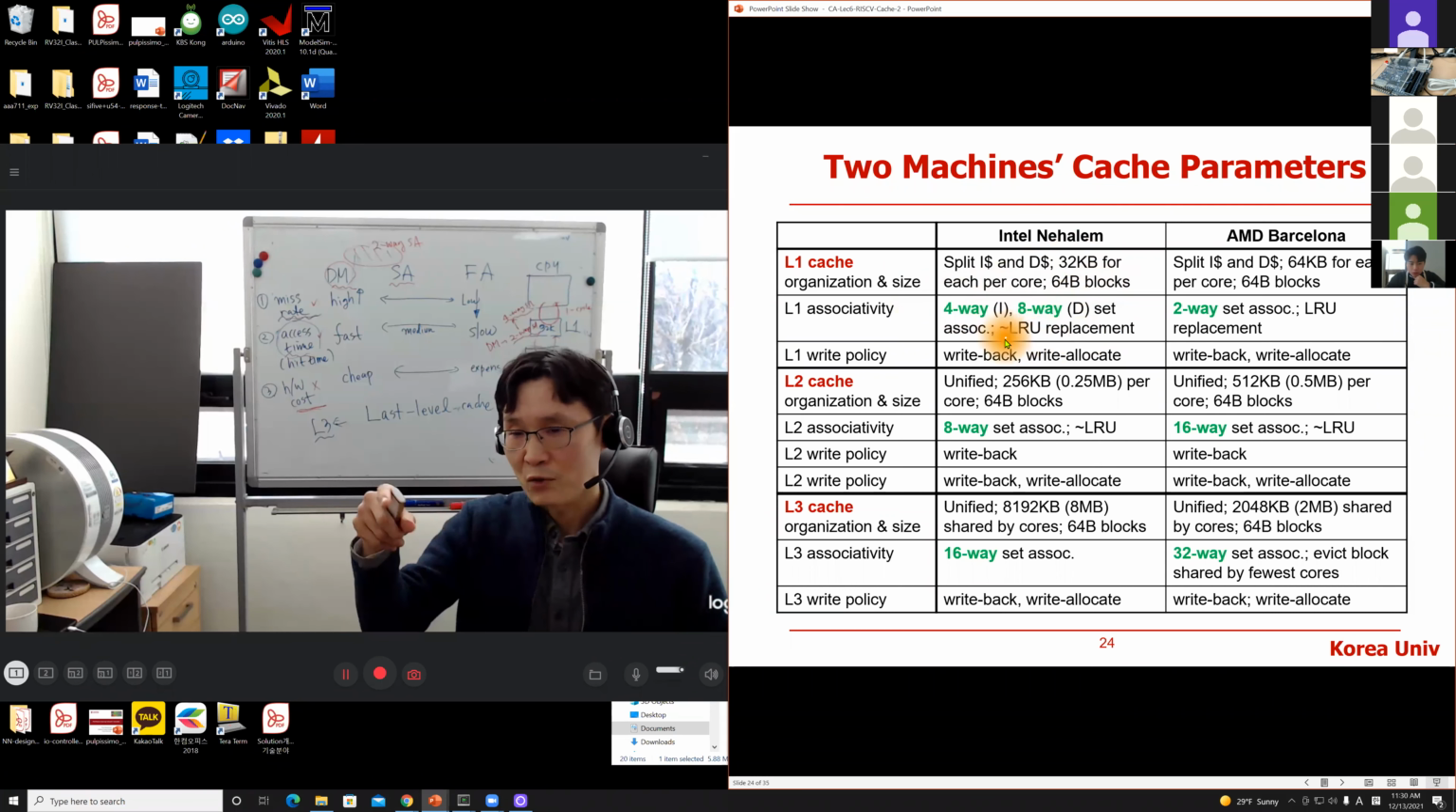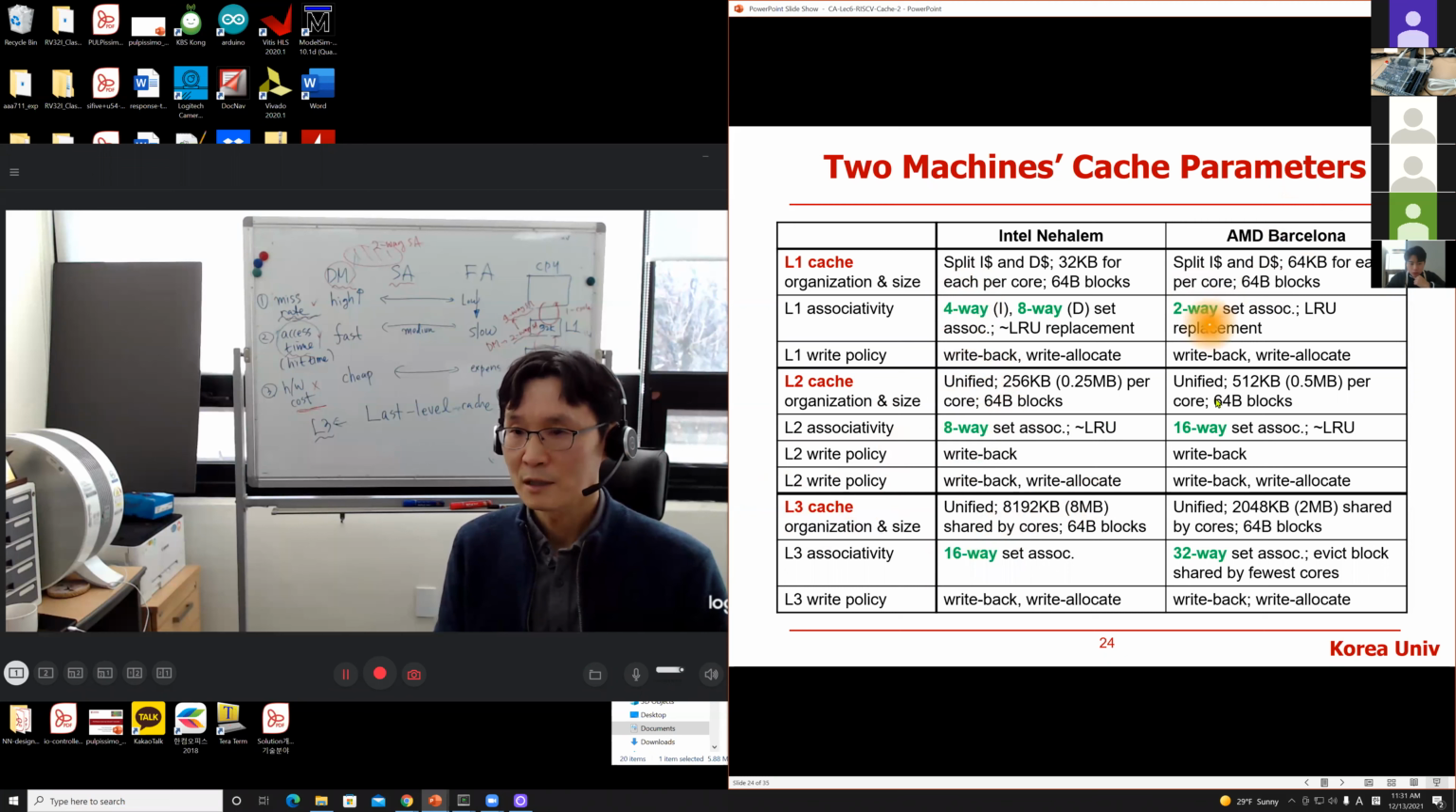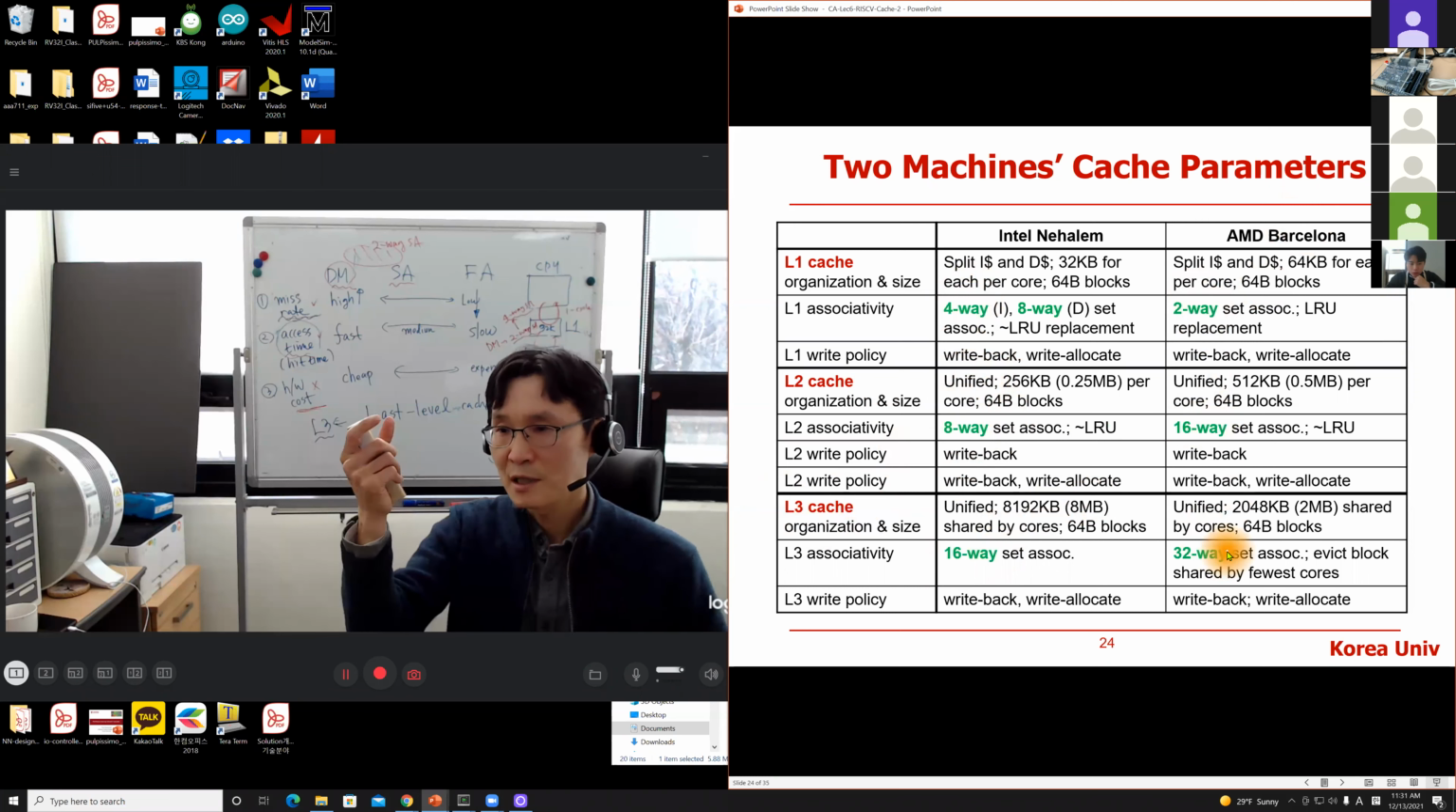Level 2 cache is unified, meaning holding both instruction and data. And associativity 8-way. And level 3 cache. Look at this, associativity 4-way, 8-way, 16-way. AMD Barcelona: 2-way for level 1, 16-way, 32-way. Associativity gets increased as you move down.